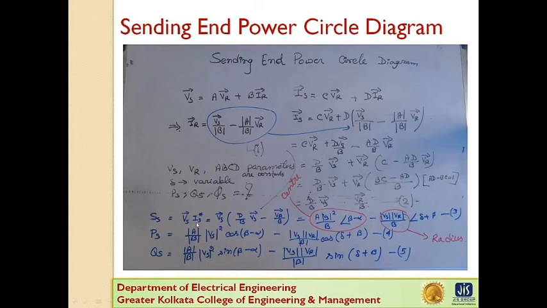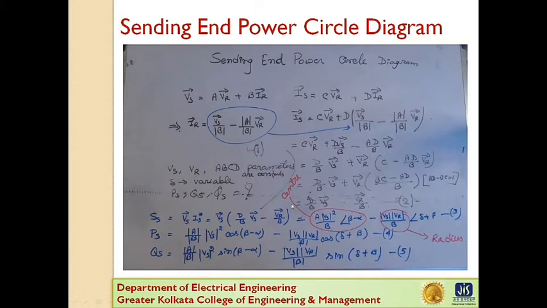Now PS is equal to A by B VS square cos beta minus alpha, minus VS VR by B cos delta plus beta, and QS, that is reactive power, is equal to A by B VS square sin beta minus alpha, minus VS VR by B sin delta plus beta. Now this is the radius of the circle and this is the center of the circle.